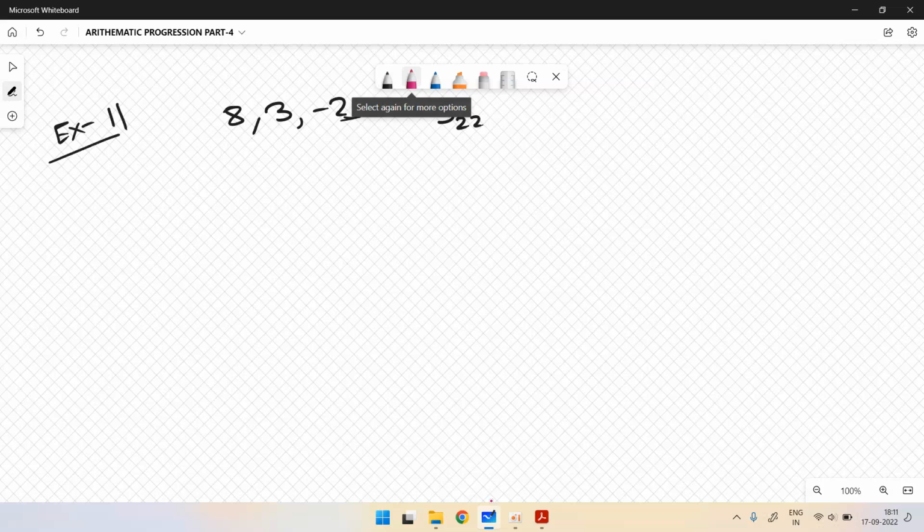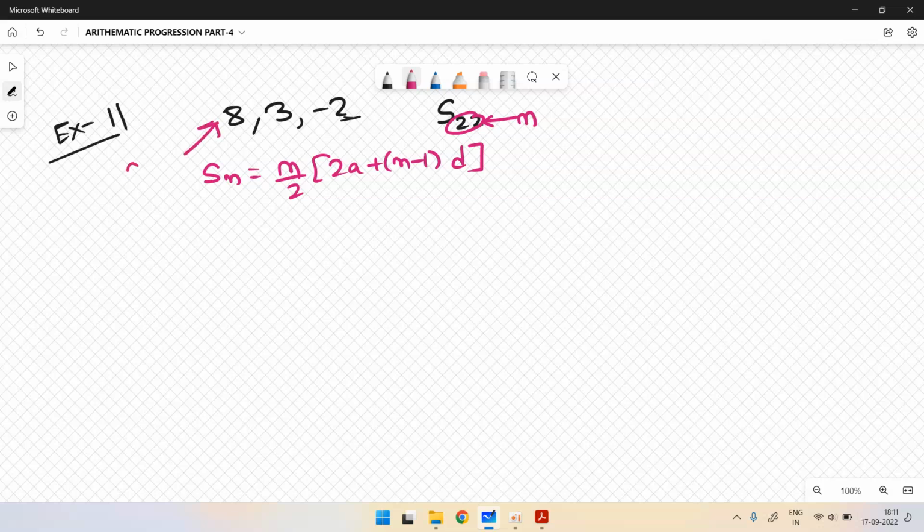You know that the sum of n terms of an AP is n by 2 into 2a plus n minus 1 d. Now you need to find the sum of the first 22 terms, so this 22 is the value of n. In place of n, you need to write 22. Here the first term a is 8, and the common difference is 3 minus 8, which is minus 5.